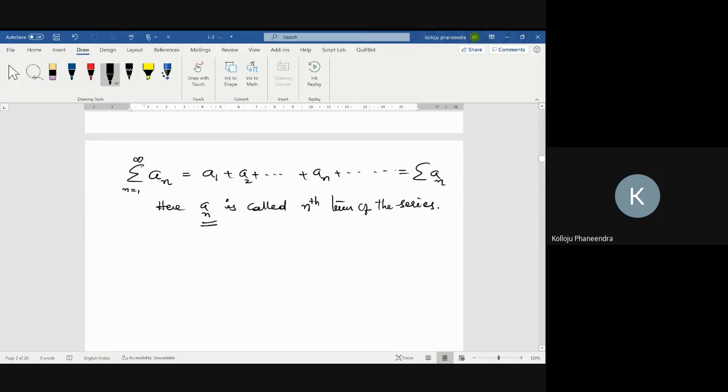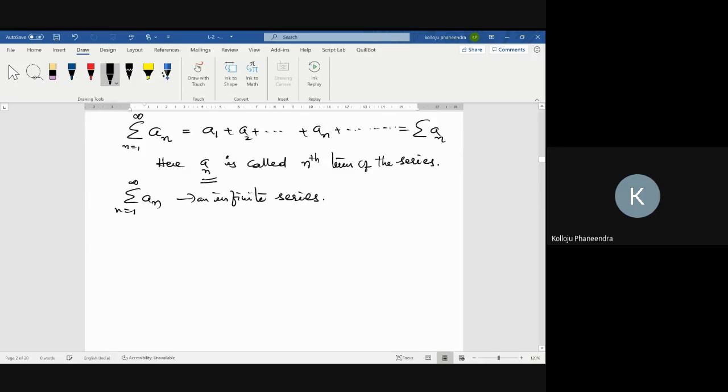In the sense that there are an infinite number of terms in the series, that is called an infinite series. This sigma an, n is 1 to infinity, is called an infinite series.